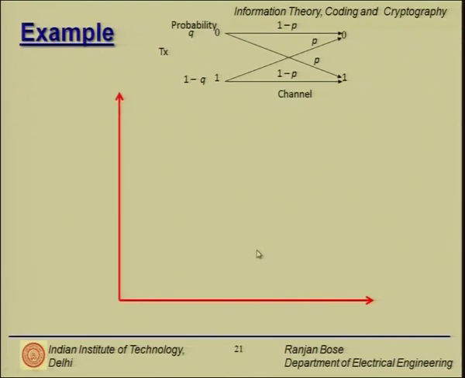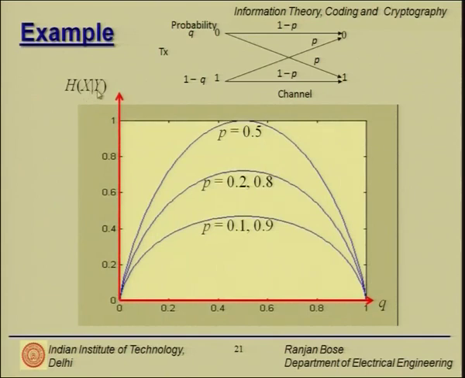So, I would like to plot my h of x given y for different values of q. So, let me pose a problem to you. We have seen that this binary symmetric channel makes error once in a while, okay? But I am more excited about finding out how does h of x given y, the conditional entropy of x given the observation of y at the farther end of the channel, change as I change my input probabilities. So, x axis is q.